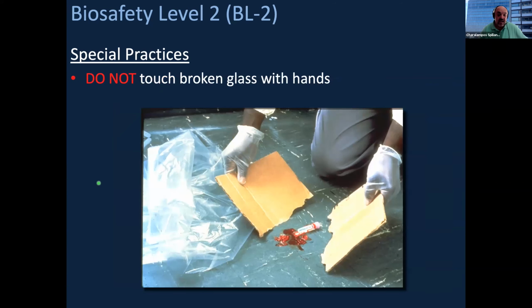If something breaks, let's say if you have glassware and it contains a biohazardous material and it breaks within the lab space, never touch the glass with your hands, even if you wear gloves. Actually, it's better to use cartons in order to dispose the contaminated material first to a bag and then put it in proper waste containers for biohazardous materials.